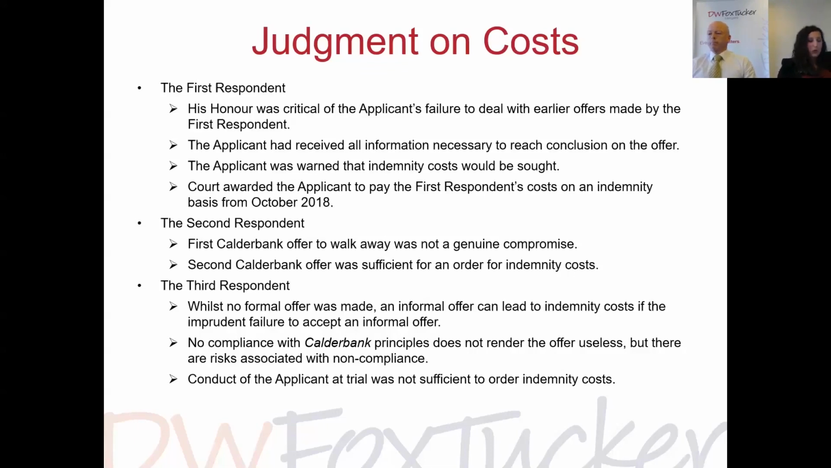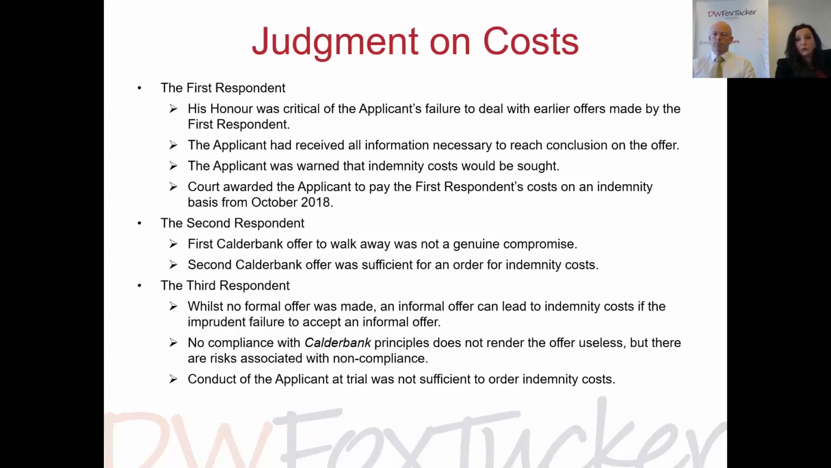Now, in relation to the second respondent, there was an offer that was originally made on a Calderbank basis, at the early stages of the litigation. And then there was also a filed offer that was made on the 8th of January 2020 by the second respondent, which was a formal offer which set out clearly the respondent's offer to the applicant to settle the proceedings.